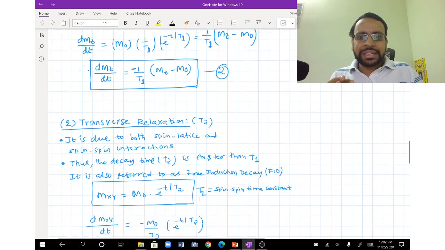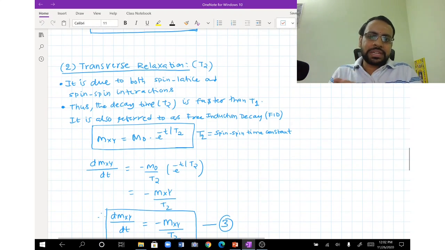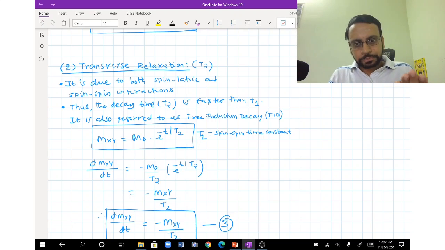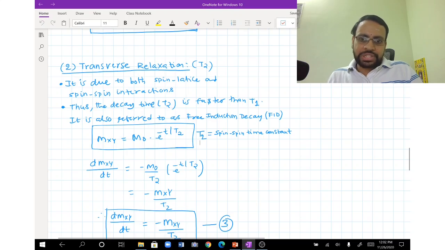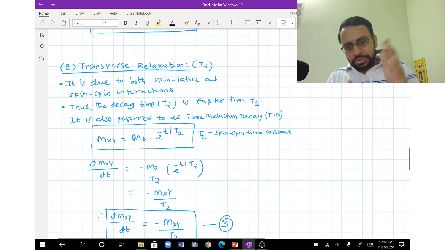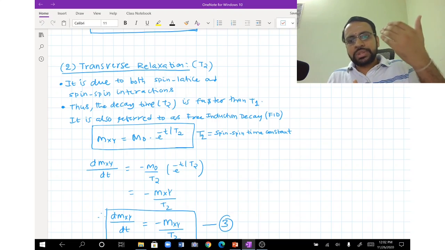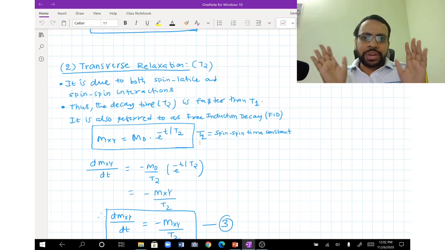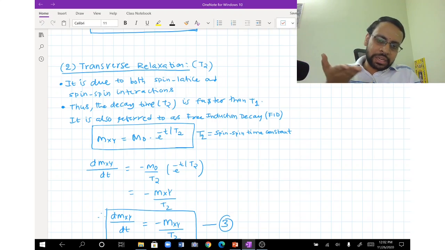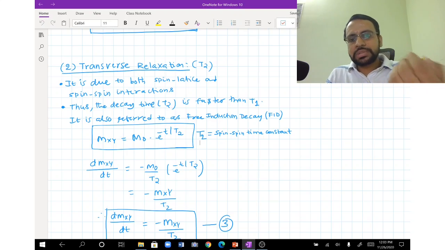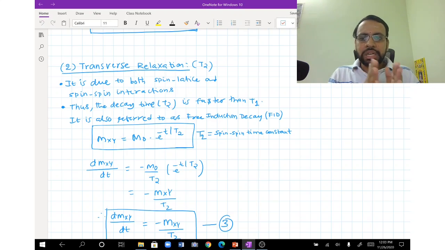Because of that effect, the relaxation that happens in the transverse plane is much faster, and this is referred to as the T2 constant, and the number of spins and a number of other factors are going to dictate what would be the value of this T2. So that's why T2 is referred to as the spin-spin time constant, and this is going to decay once you are freeing it from applying any magnetic field in the xy plane. So this is also referred to as free induction decay.